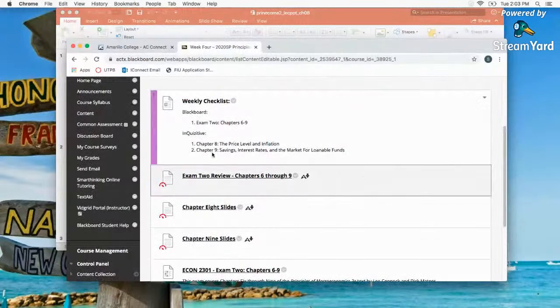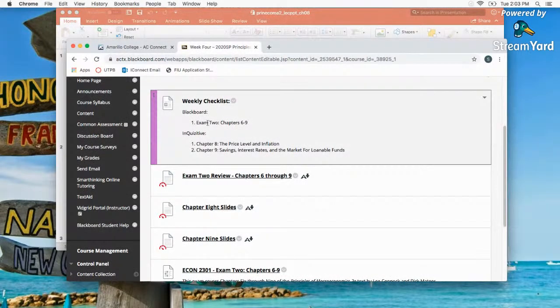We'll have chapters 8 and 9 this week, and then our second exam that will cover chapters 6 through 9. Now the second exam is very similar to the first exam that you've already taken. The only difference is there's one short answer question, and I want to emphasize again, short. As long as you do your best and get close to the mark, you'll get full points for that.